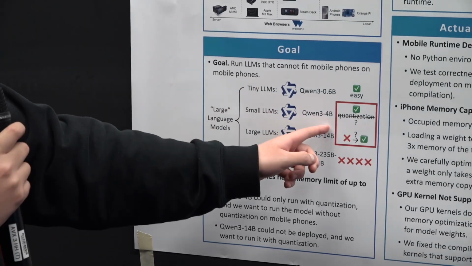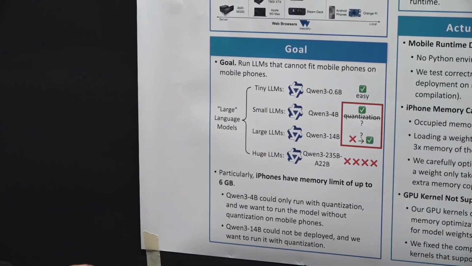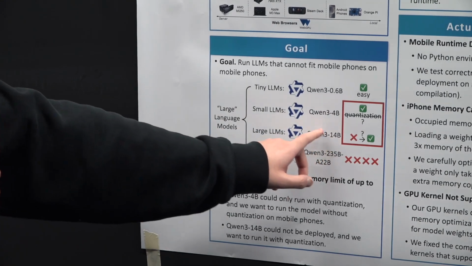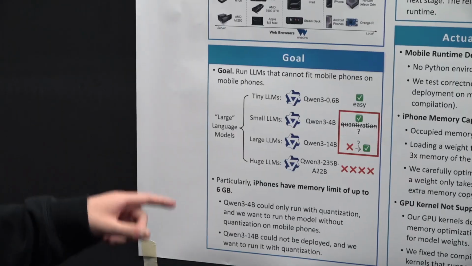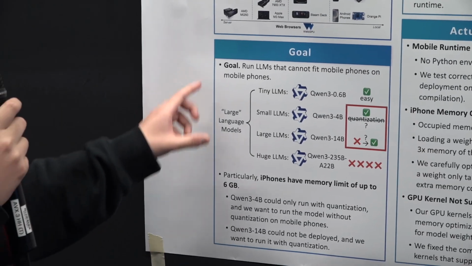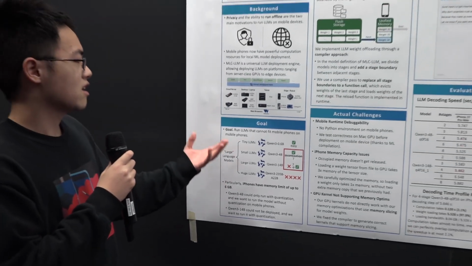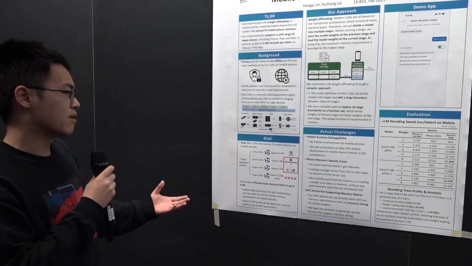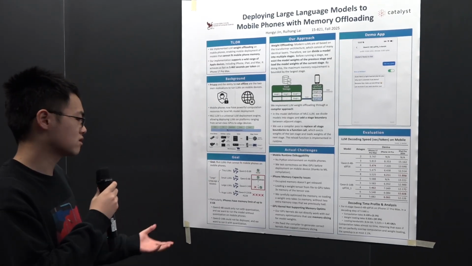For 4B, we can use quantization. It's already supported on MLC. But for 14B, even using quantization, it still takes 8 GB memory, which is larger than the available device memory on iPhone. So the question is, can we run LLMs that cannot naively fit on mobile phones?